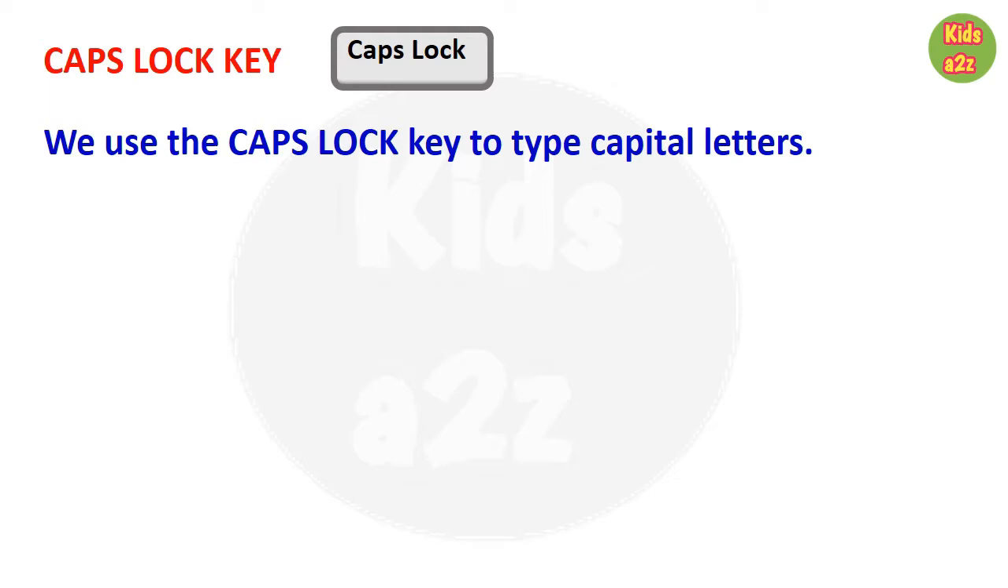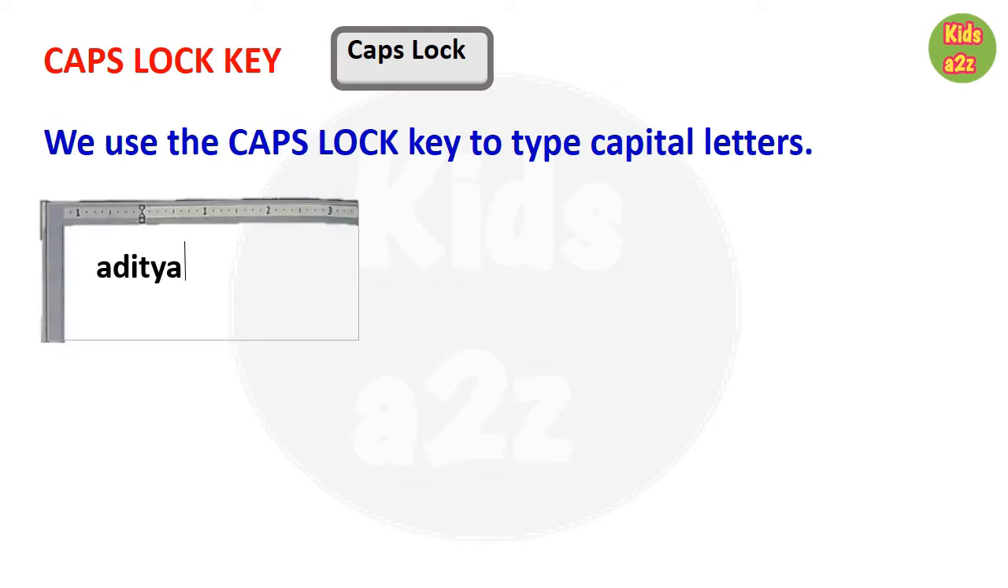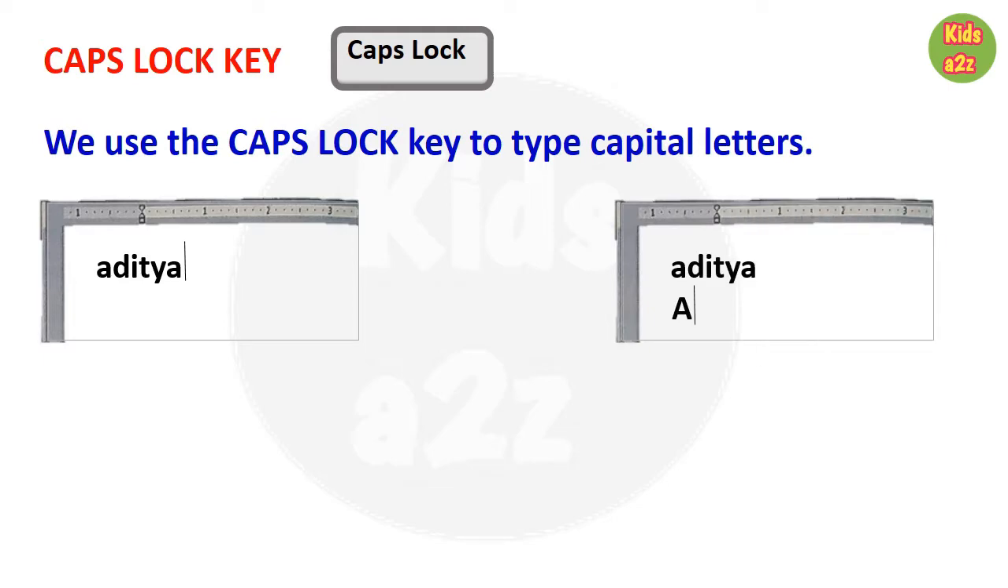Caps lock key. We use the caps lock key to type capital letters. Suppose Aditya wants to type his name. He presses the correct alphabet keys. So, the letters appear in small letters. See here in the picture. But the first letter of his name should be in capital letter. So, Aditya presses caps lock key once and the caps lock key is turned on. Then he presses the alphabet A key. So, the capital letter A appears on the screen.